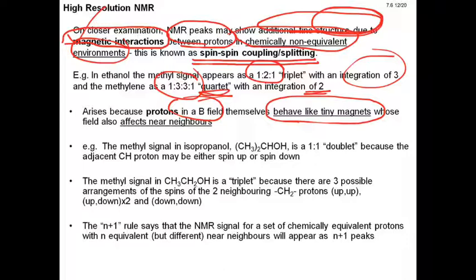Now you can see that the methyl signal in isopropanol, for example, is a 1-to-1 doublet. Don't worry about that for now. I'll talk about it on the next page, and you'll see what's going on.